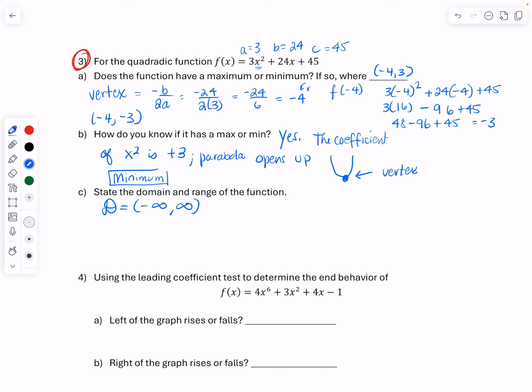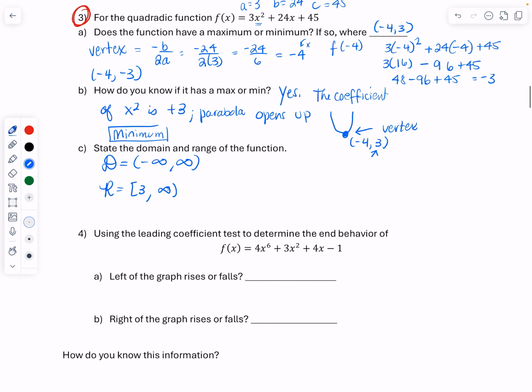And the range. Now the range, remember we have a minimum. So we're going to look at the y value. So the minimum is at negative 3. So the range starts at negative 3 and goes up to positive infinity. And how do I know that? Again, the vertex is the base of it. So if the vertex is negative 4, negative 3, the range is my y value. So it goes from negative 3 and upwards.